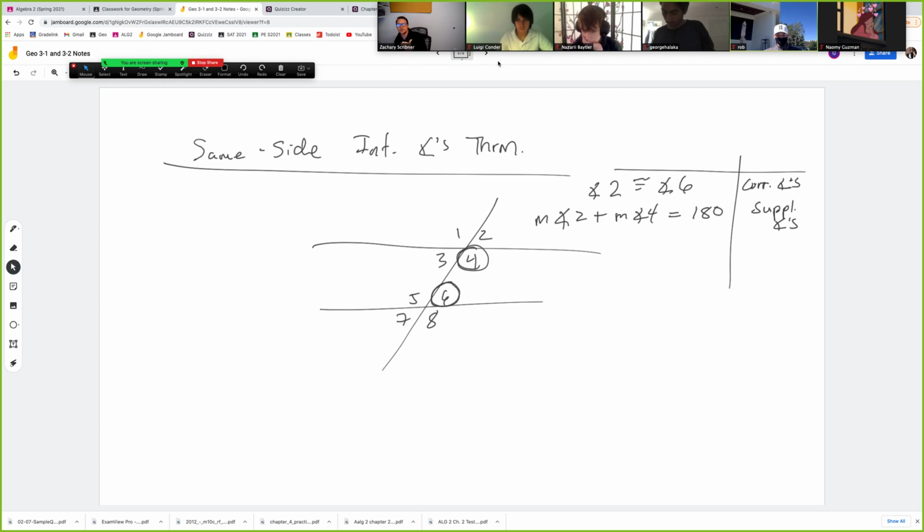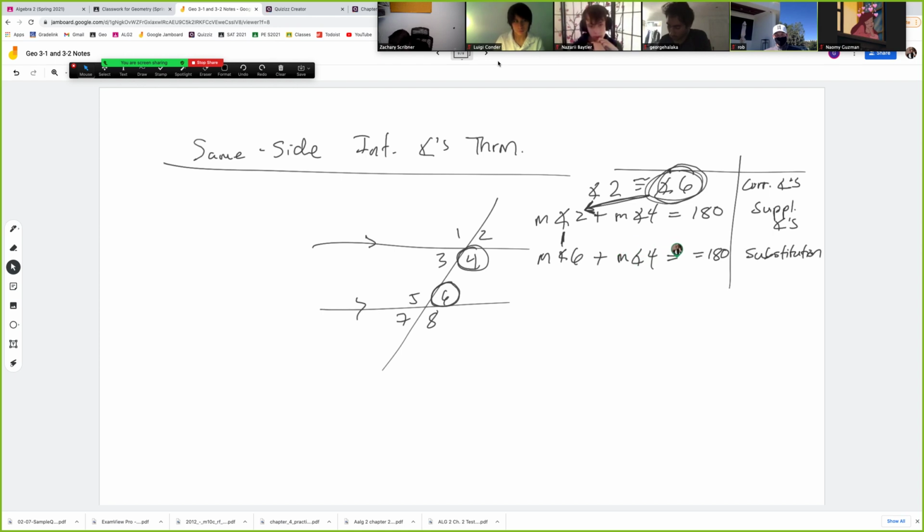So we can say if 2 is congruent to 6 and 2 plus 4 equals 180, then we can say the measure of angle 4 plus the measure of angle 6 equals 180 by substitution. Right? We're simply taking 6 and substituting it in for angle 2 in this equation right here. Because we said 2 is congruent to 6, we can replace the 2 with the 6 to get this. Now, to make it a little more clear, I could keep it in the same order, right? I could say the measure of angle 6, because I just replaced those, plus the measure of angle 4 equals 180.